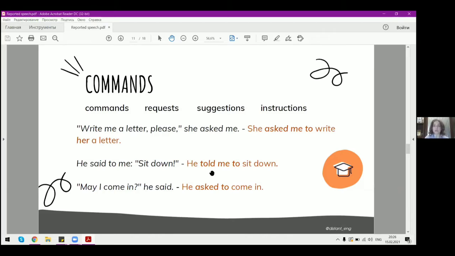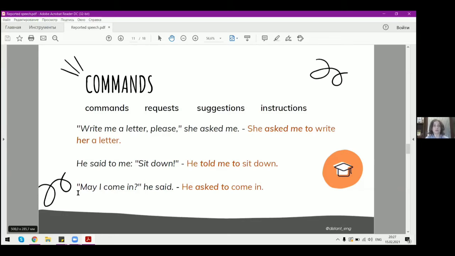He told me what to do. Infinitive. To sit down. Told whom? Told me. To do what? To sit down. Here we go. It's about orders.